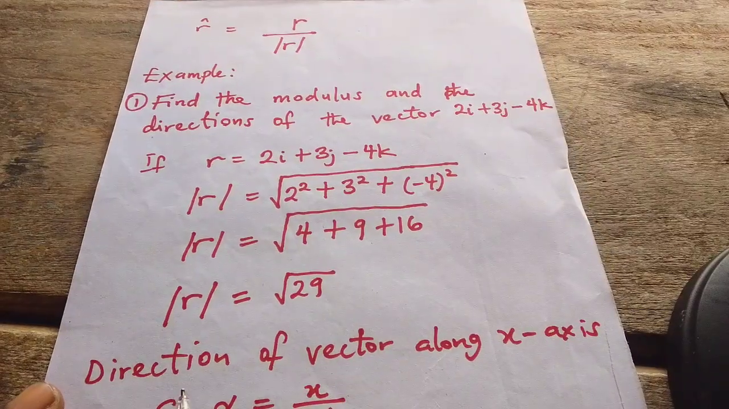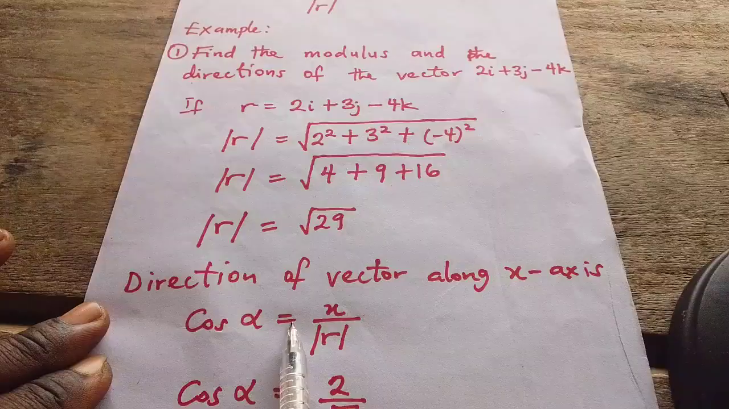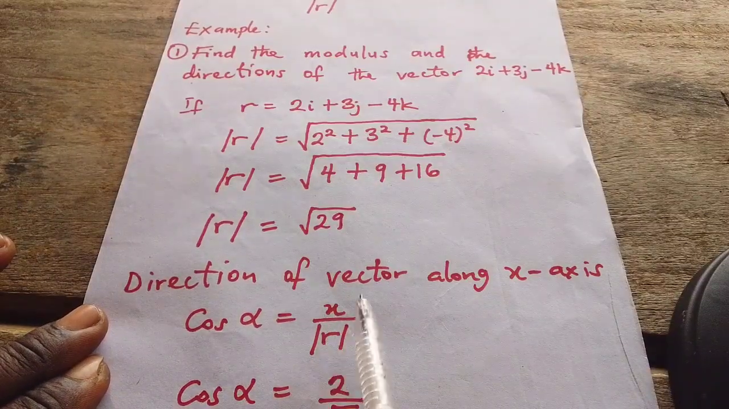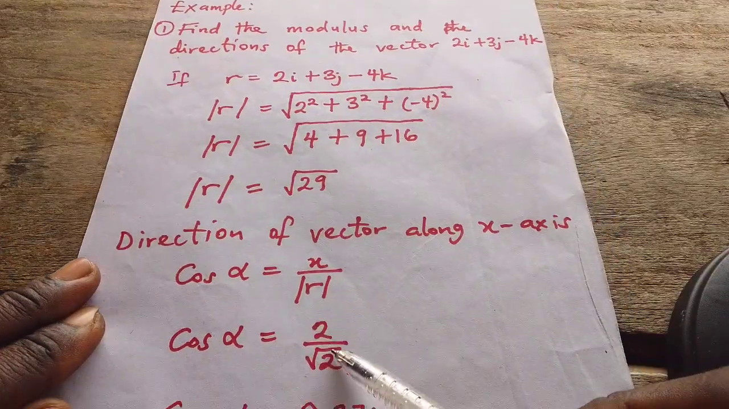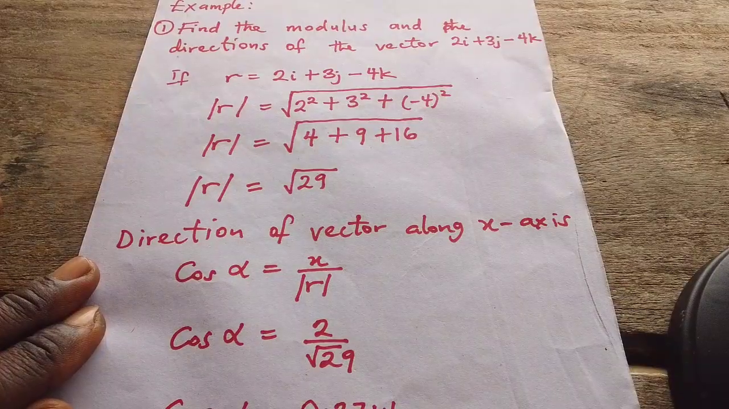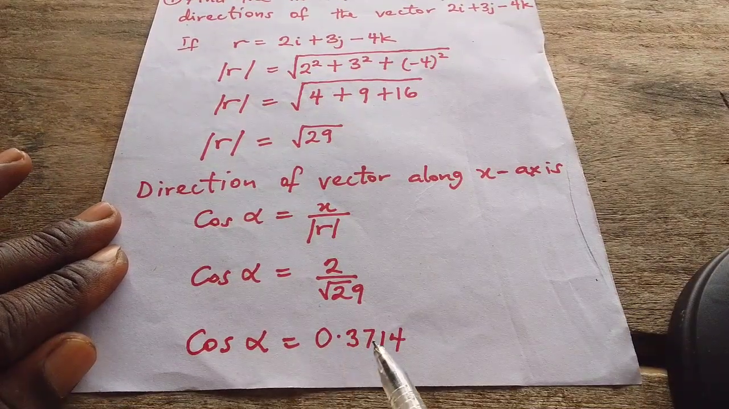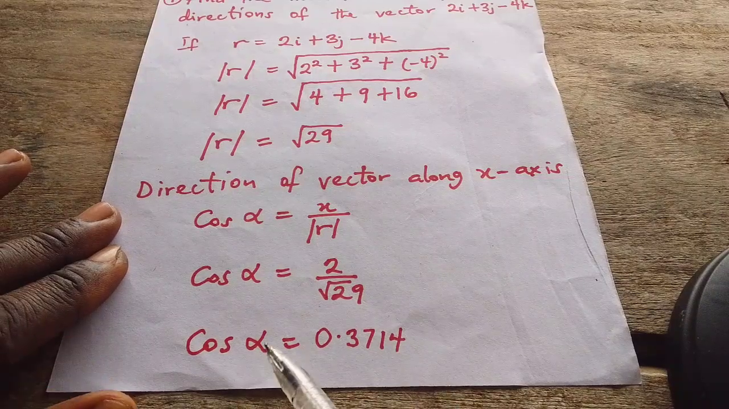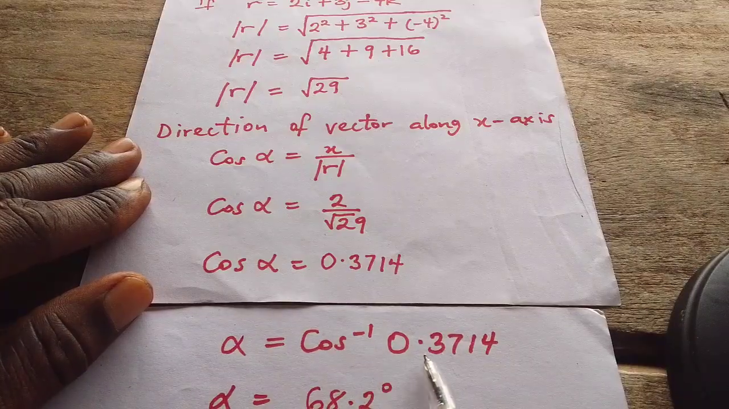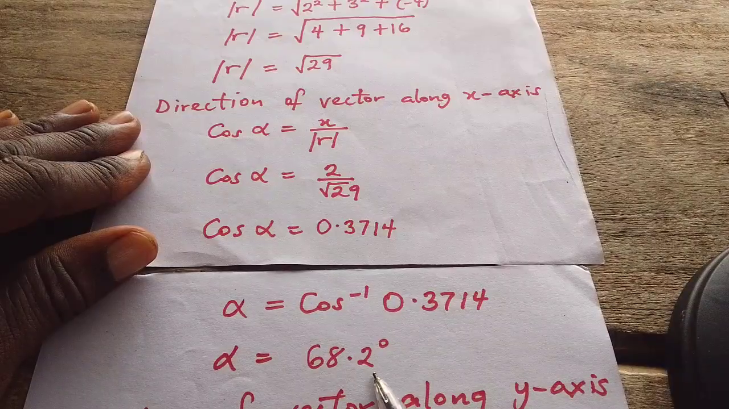Now the direction of the vector along the x axis, that is cos alpha, is equal to x over the magnitude of the vector. The x component here is 2, over the magnitude of the vector, root 29. So 2 divided by root 29 gives us 0.3714. To get the value for alpha, we look for the arc cos of 0.3714, which gives us 68.2 degrees.